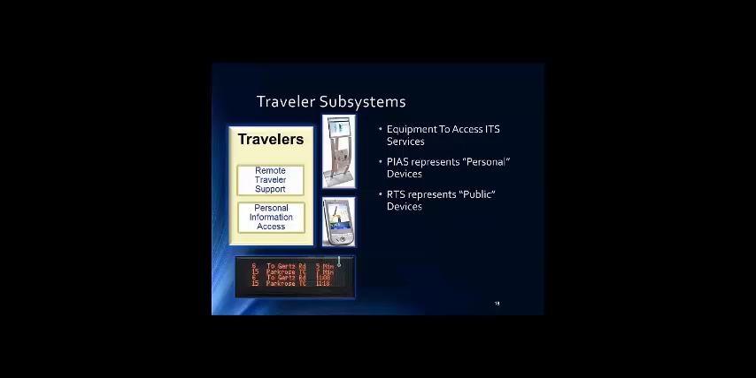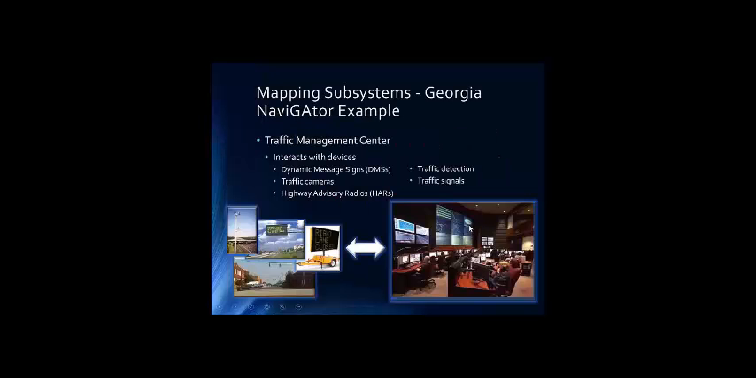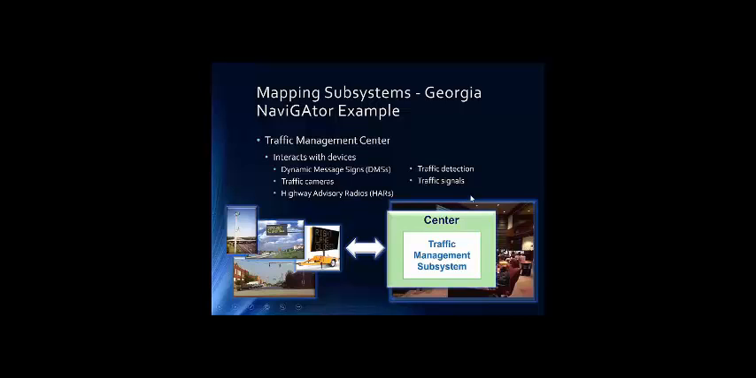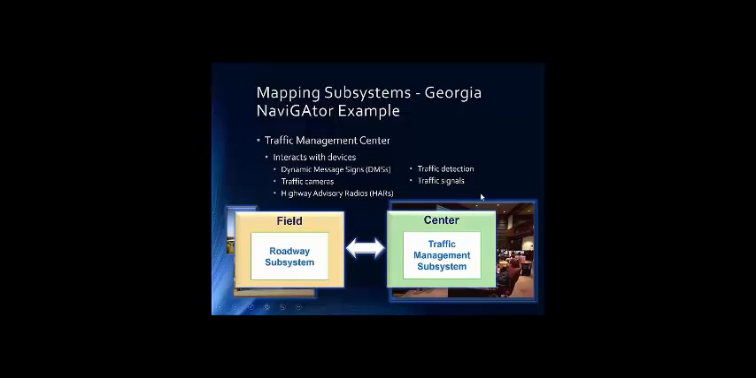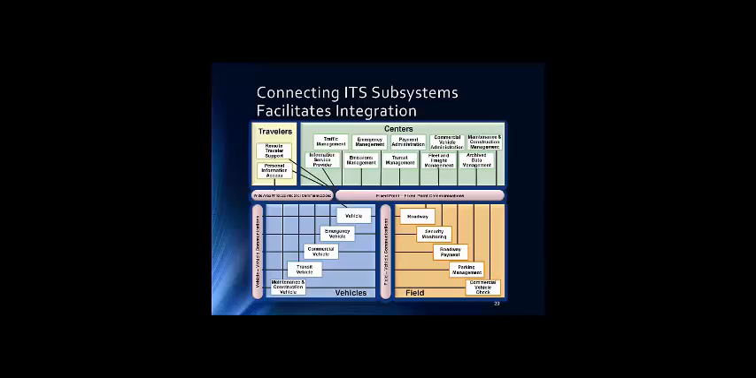Traveler subsystems: again, I as a traveler using my smartphone, using the internet with a computer, kiosks, all these sorts of things. It could be a variable message sign, the way that I interact with the system. So again, back to the Georgia example, we have field devices here. They interact with the center subsystem. And then we can use the entire architecture to put this all together.